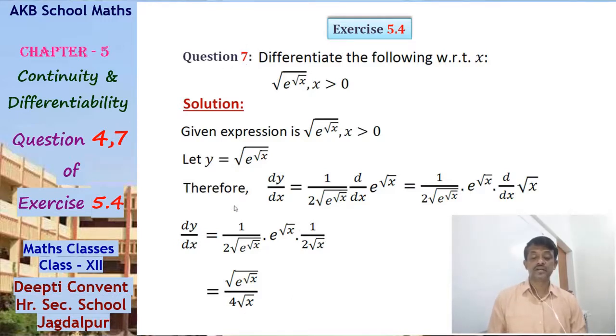Question 7. The function is this, derivative of this with respect to x. Okay. Here we apply what? Differentiation of composite function directly. That's why we are starting from the beginning part, root. First of all the square root part, then e, then again root of x. Okay. So this is the derivative of the given function. So this was question 7 of exercise 5.4.